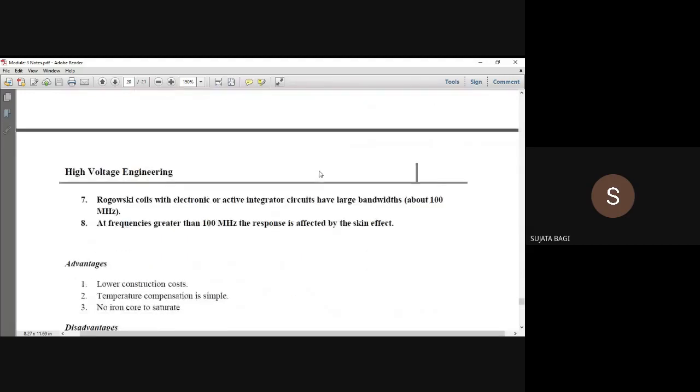A Rogowski coil with an electronic or active integrator circuit has a large bandwidth, about 100 megahertz, and even frequencies greater than 100 megahertz. The response may sometimes be affected by the skin effect. But here we can measure impulse voltage of frequency nearly 100 megahertz or more.